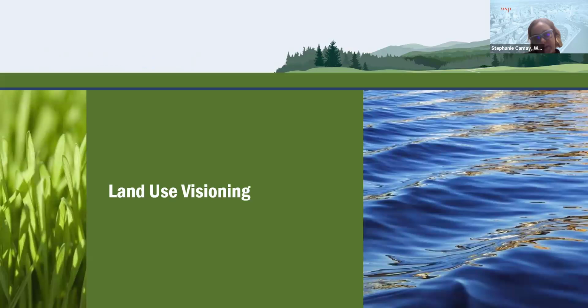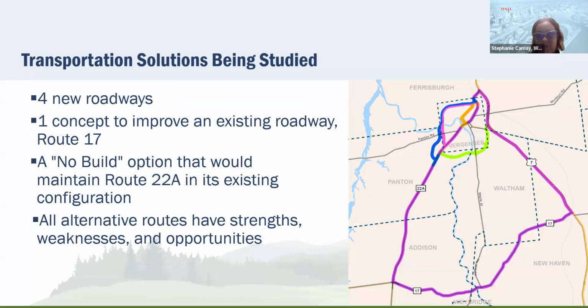So just as a reminder, as I start the land use visioning, the alternatives that we're looking at are 4 new roadways, along with an option that uses existing roadways. So the Route 17, Route 7 option. And then per NEPA, we are also considering a no-build alternative that assumes no changes beyond normal routine maintenance. So the 5 build alternatives are shown on the figure to the right here. And all of these route alternatives have strengths, they have weaknesses, and then they have opportunities. And our team will be continuing to evaluate these alternatives throughout the PEL study.